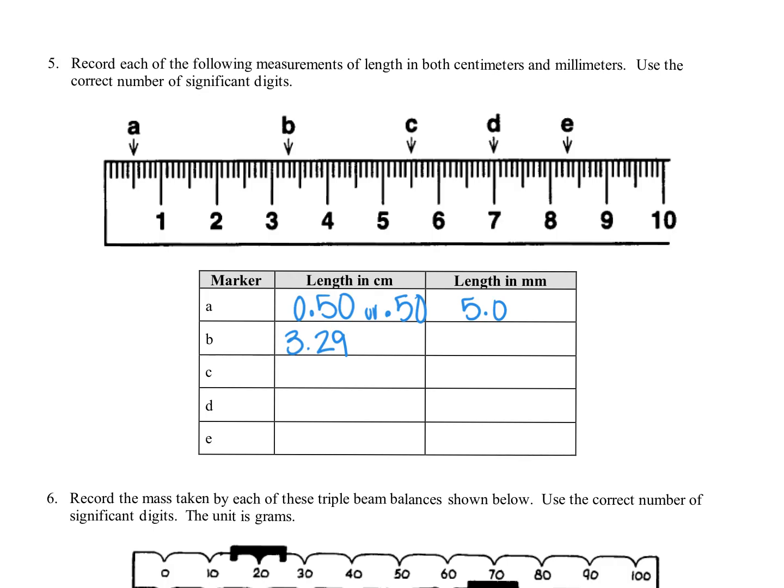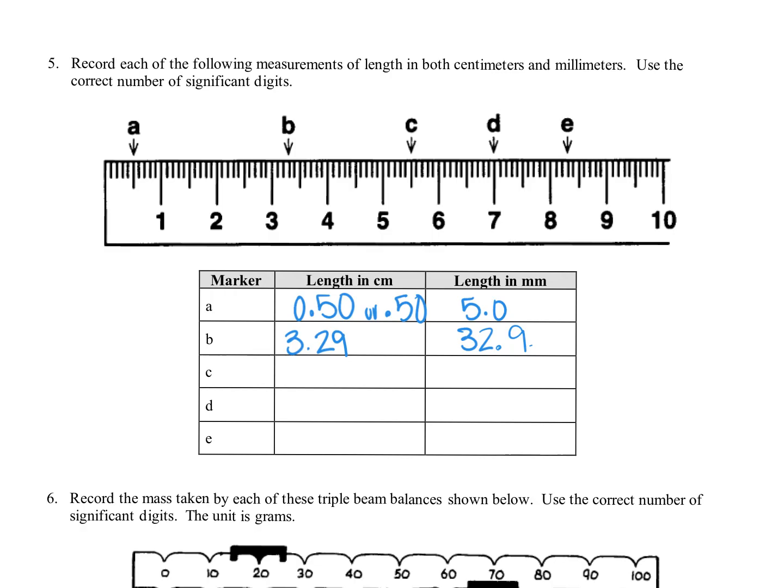And then for the millimeter one, this would be 10 millimeters. This is 20. This is 30. So this would be 31, 32, 33. So for millimeters, it would become 32.9.